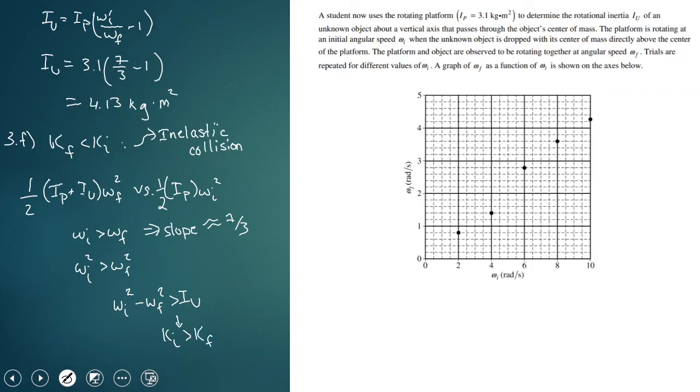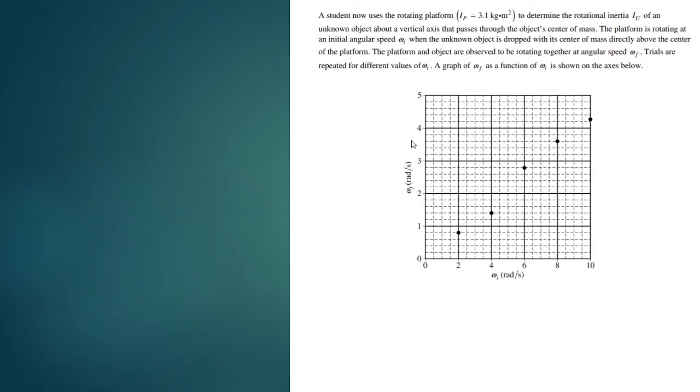Now, why did I use I sub u over here? Because essentially what happens is that if you distribute the kinetic final out, you can cancel out the 1/2, so you get Ip omega f squared plus Iu omega f squared. And so what you find out is that this change in omega i squared minus omega f squared has to be greater than Iu over Ip times omega f squared. So this is something you'd have to mathematically prove, and then you could show that K initial is greater than K final. But the easiest way is to just show that it's inelastic.